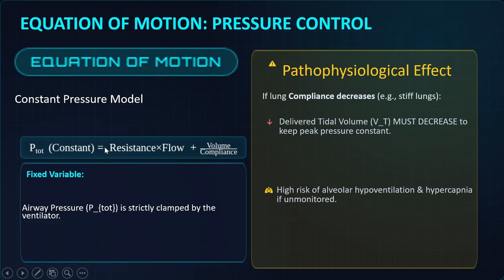Equation of motion in pressure control, constant pressure mode. Pressure equals resistance multiplied by flow plus volume over compliance. The fixed variable here is airway pressure; total pressure is strictly clamped by the ventilator. Pathophysiological effect: if lung compliance decreases, for example a stiff lung, delivered tidal volume must decrease to keep the peak pressure constant. In this case, the patient is at high risk for alveolar hypoventilation and hypercapnia if unmonitored.